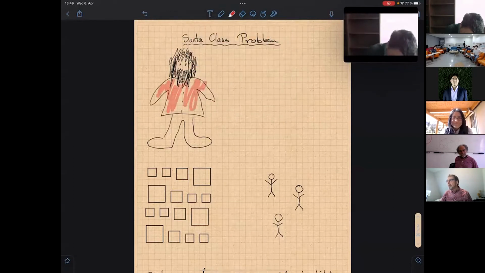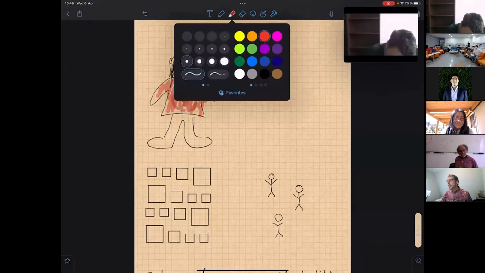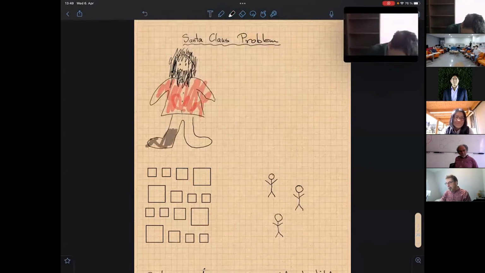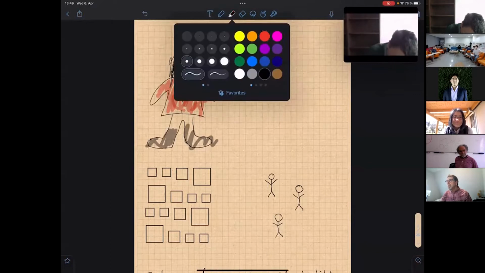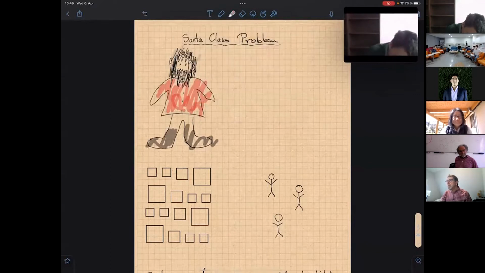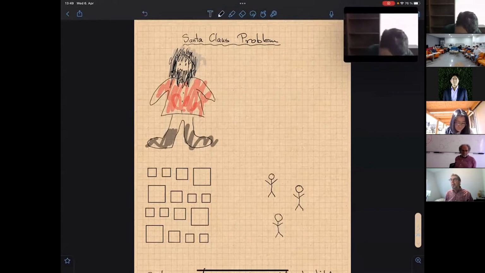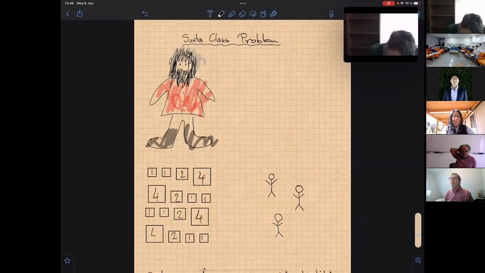Okay, so this is Santa Claus, and he has these presents, which he needs to distribute among these three children, which you can see. And the presents have some value, which is like a catalog value. So there are some cheap ones and some medium ones and some more expensive ones.